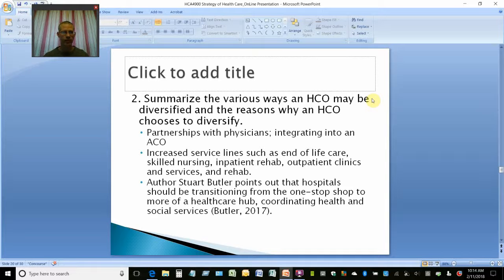Summarize the various ways an HCO can be diversified and reasons why. Partnerships with physicians integrating into an HCO. Increased service lines such as end-of-life care, skilled nursing, rehab, outpatient. The author, Stuart Butler, really had a great article where hospitals really should transition from being a one-stop shop of providing everything to more or less being a hub, diversifying, having a lot more outpatient, understanding that the traditional approach very well may not be the direction of the future.